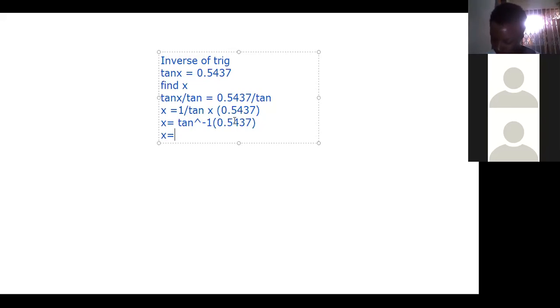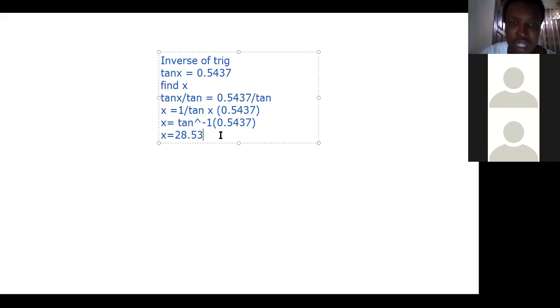6.5. So the answer is 28.53, right? So that means the angle is 28.53 degrees. Do you get it? We do the same for sine, you do the same for anything. So when you are finding the inverse, that's what we use, especially when you're finding the angle.